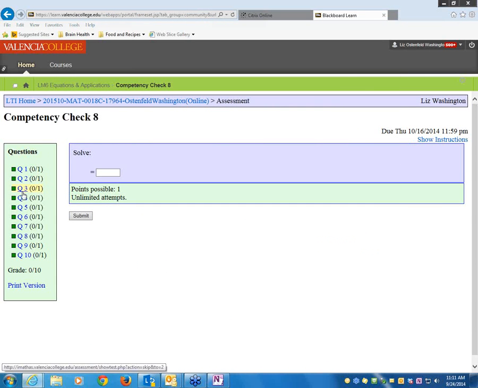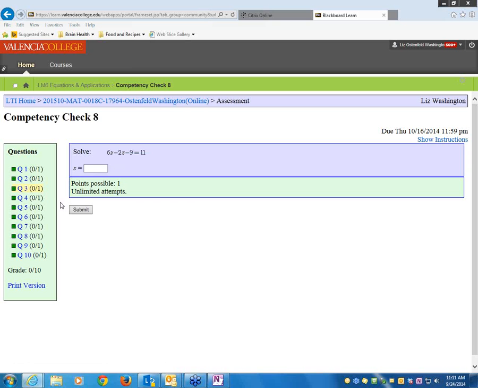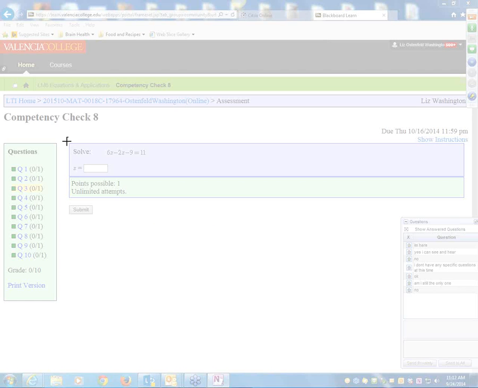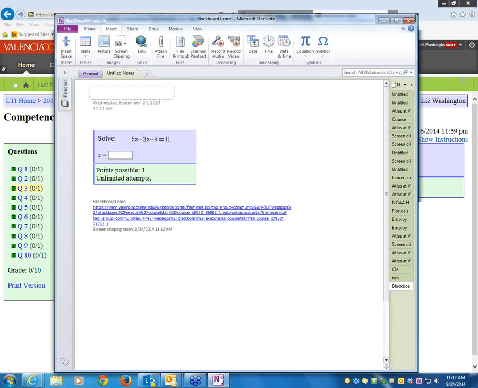Go to another problem. This time has a little bit more to simplify, which is still okay. In this problem, I have 6z minus 2z minus 9 equals 9. So I'm going to combine like terms first. 6z minus 2z is going to give me a 4z minus 9 equals 11. And now I'm going to start solving.